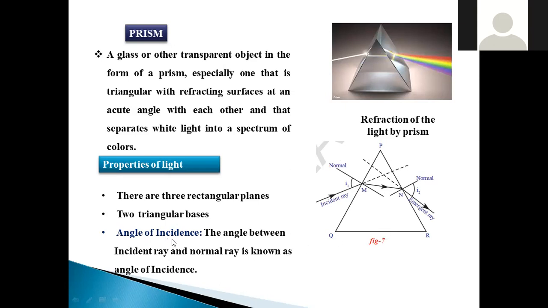Then, what is meant by angle of incidence? The angle of incidence is the angle generated between the incident ray and the normal. This is the incident ray going in a slanting manner, and this is the normal ray of light. The angle between the normal and the incident ray is the angle of incidence, denoted by i naught.